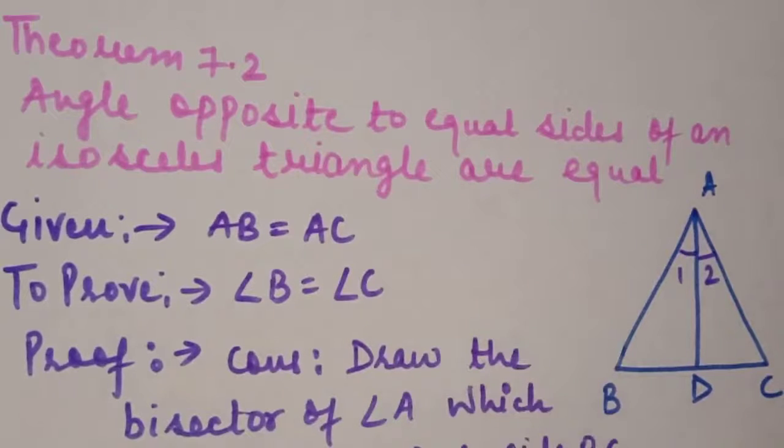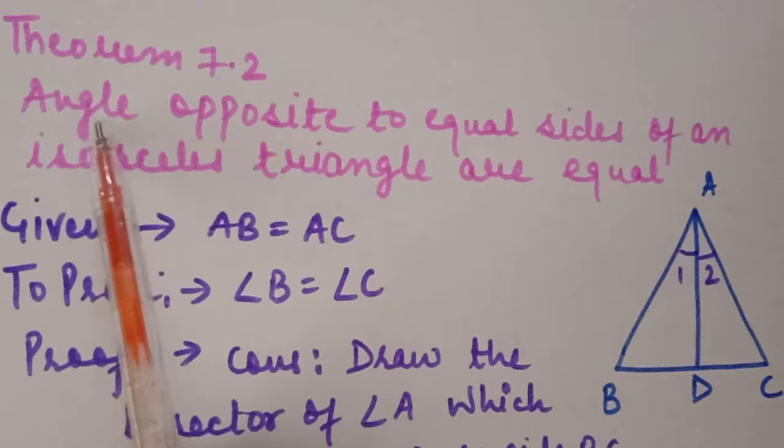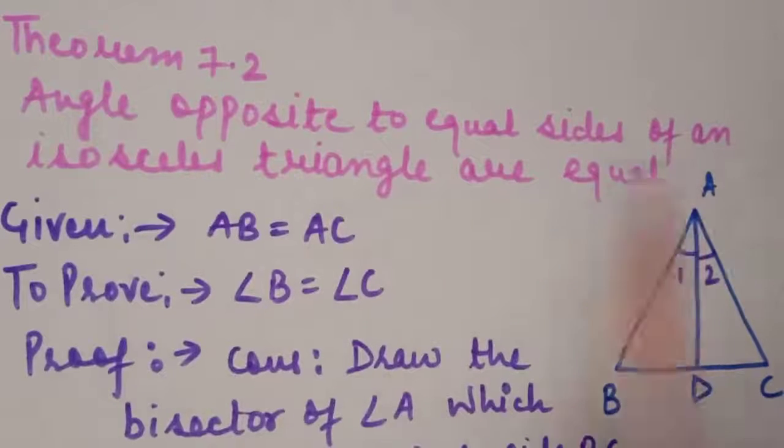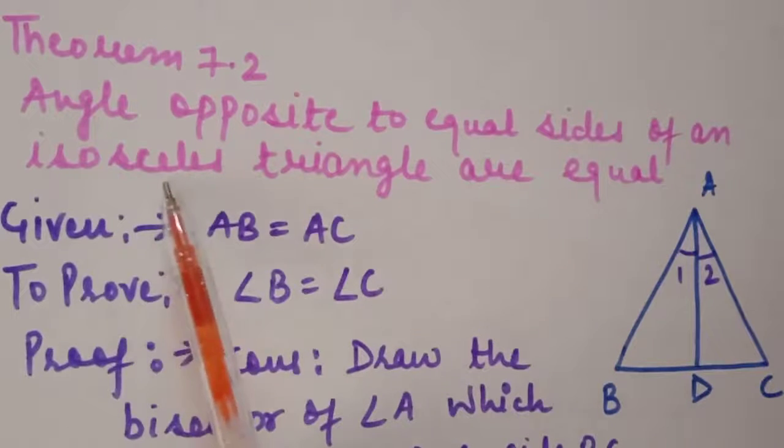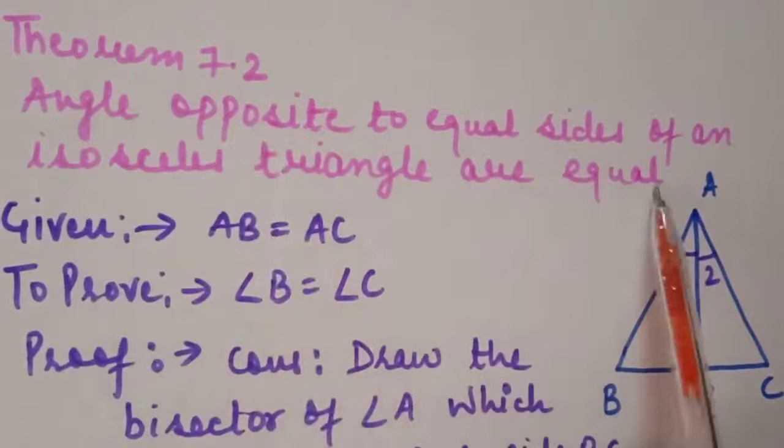So most of the students are always confused in these two theorems 7.2 and 7.3 about what is given and what we have to prove. If you take the given and the to-prove wrong, then definitely you will do this theorem completely wrong. So try to understand the theorem, read it carefully twice, thrice, and then start your question. Angles opposite to equal sides of an isosceles triangle are equal. It means sides are given that they are equal and we have to prove that the angles which are opposite to them are equal to each other.